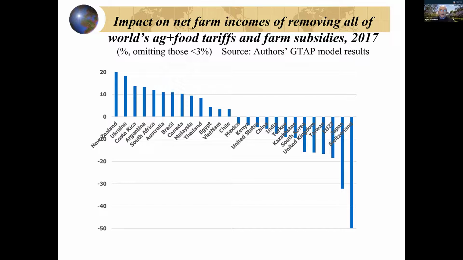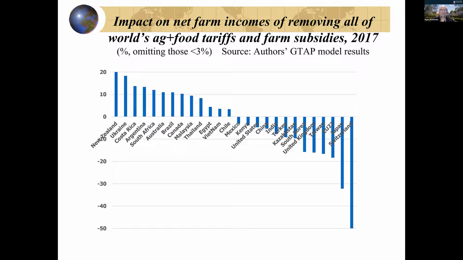Okay, to this second question then, which is looking at the effects of removing the subsidies and the tariffs on net farm incomes in different countries. And you can see this massive spread here. Obviously, the highly subsidising countries are on the right, Switzerland and Japan and the EU, for example. And on the left are the Cairns Group type countries, lightly subsidising ones, New Zealand and Costa Rica and Argentina and Australia. And I took out the countries in the middle there that only have a small impact.